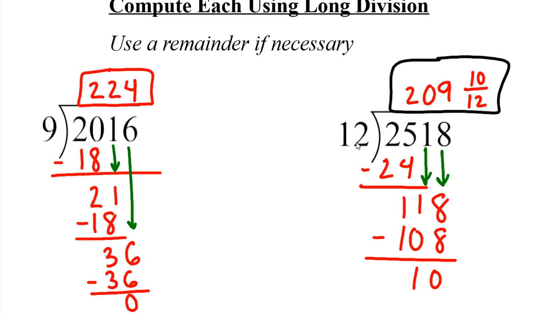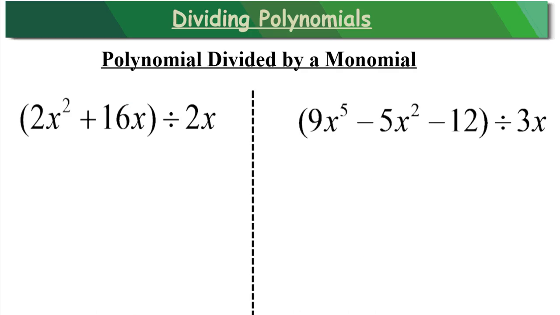Hold on to that. We're going to need that in the second half of the lesson. We're going to start with some nicer cases first. So in this section, we're looking at taking a polynomial, in the first simple cases, dividing by a monomial, a single-termed polynomial. So 2x squared plus 16x divided by 2x.